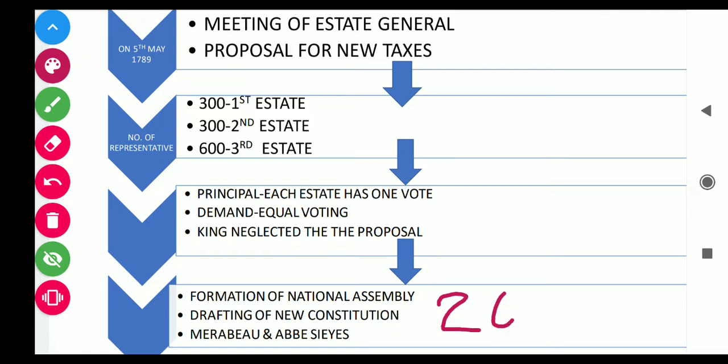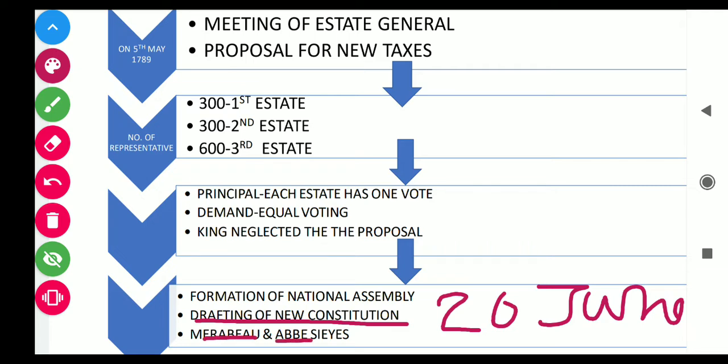On 20th June, representatives of the third estate gathered in the indoor tennis court in Versailles, where they declared themselves the National Assembly and took an oath not to disperse till the new drafting of the Constitution of France. It means they gathered in the indoor court to draft the Constitution of France. And this drafting of the Constitution was taking place under the leadership of Mirabeau and Abbé Sieyès. Mirabeau belonged to a noble family and Abbé Sieyès was a priest of the church.